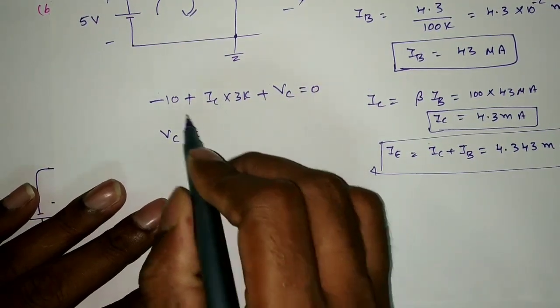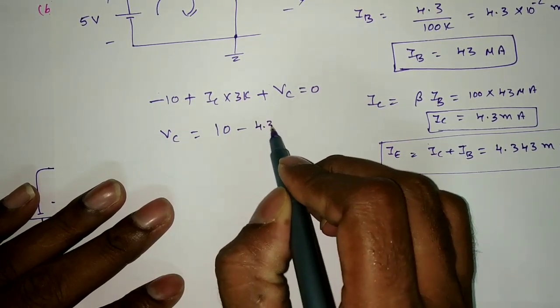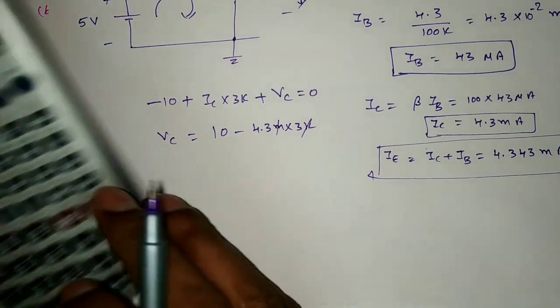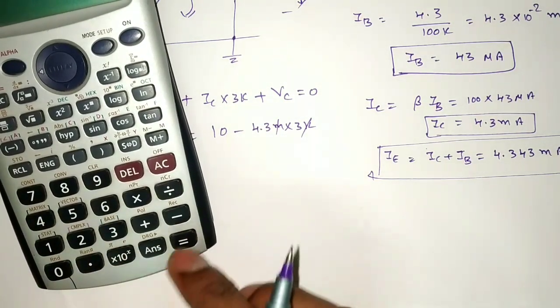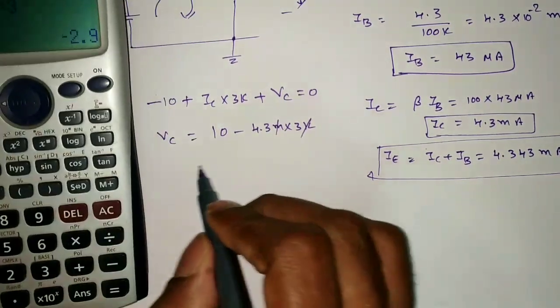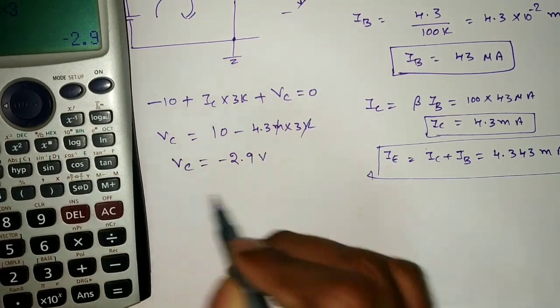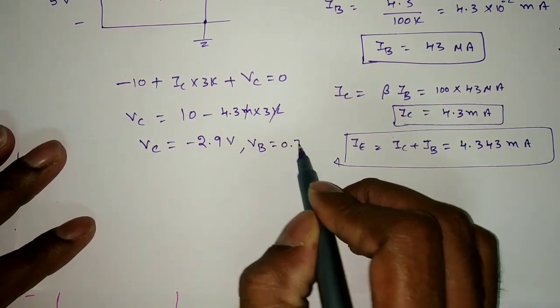So what is VC? 10 minus IC. IC we got 4.3 milli into 3K. Kilo milli cancel out. So 10 minus 4.3 into 3. So VC is minus 2.9 volts. This is VC. And VB we got how much? 0.7 volt.